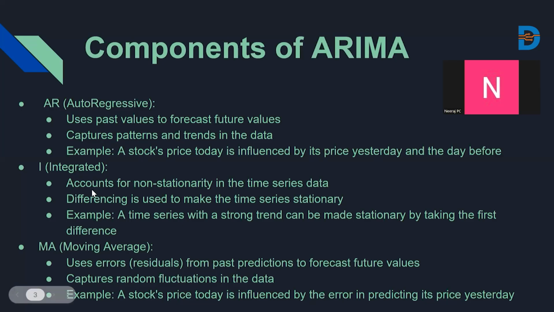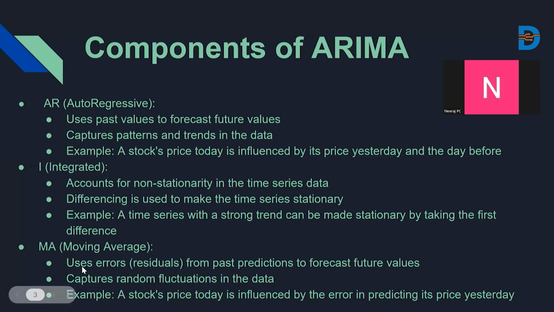Integrated stands for accounting for the non-stationarity in time series. Differencing is used to make the time series stationary. So the key point here is we have to make this data stationary. That is when this ARIMA model can be built. For example, a time series with a strong trend can be made stationary by taking the first difference.